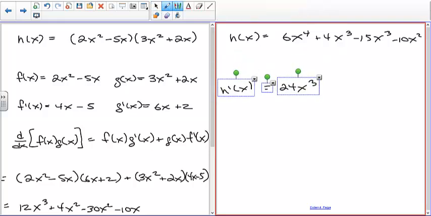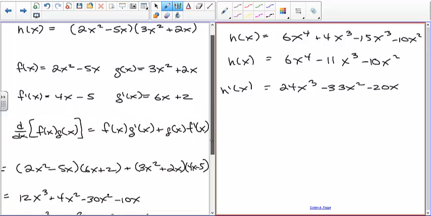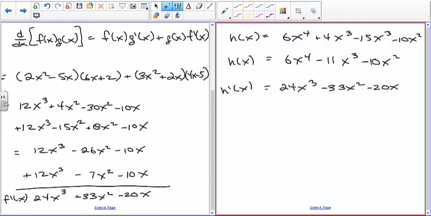Okay, let's combine these two terms before we take the derivative. So I have 6x to the 4th minus 11x cubed minus 10x squared. Okay, now we can take the derivative. So you get negative 33x squared minus 20x, and hopefully that's what we just got. 24x cubed minus 30. Yep.